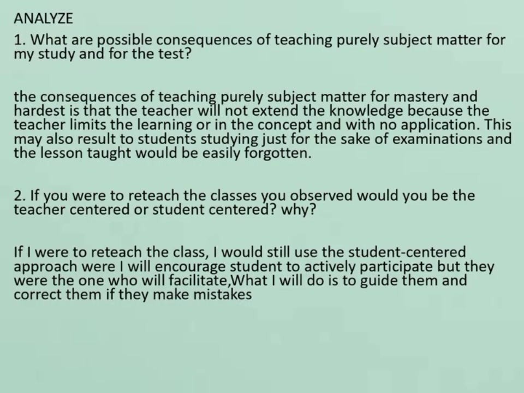Analyze. What are possible consequences of teaching purely subject matter for mastery and for the test? The consequences of teaching purely subject matter for mastery and the test is that the teacher will not extend the knowledge because the teacher limits the learning to the concept and with no application. This may also result to students studying just for the sake of examination and the lesson taught would be easily forgotten.